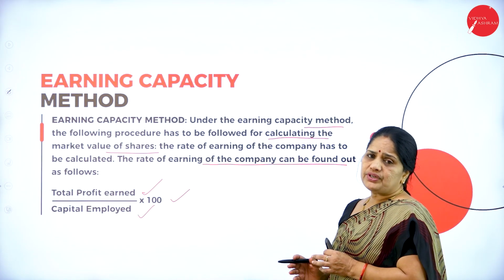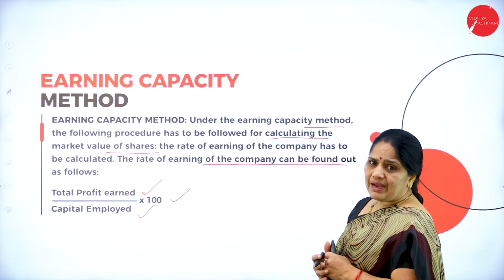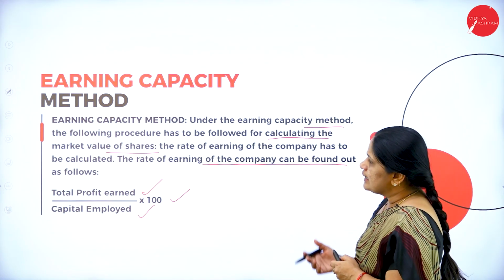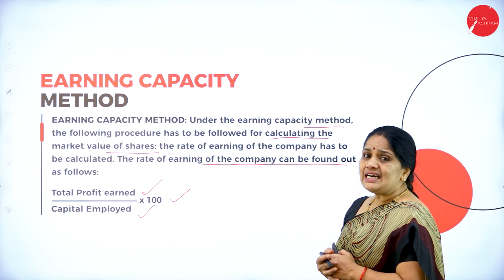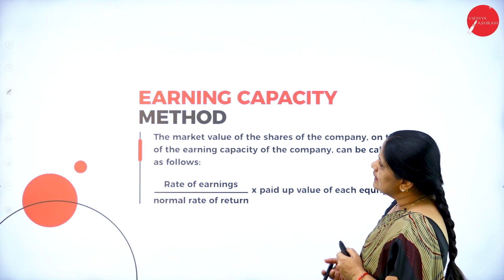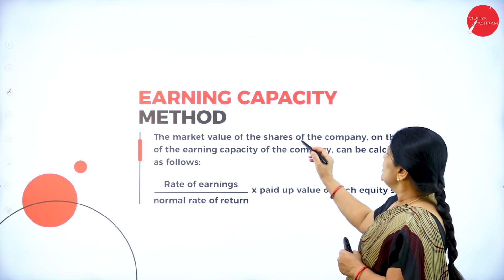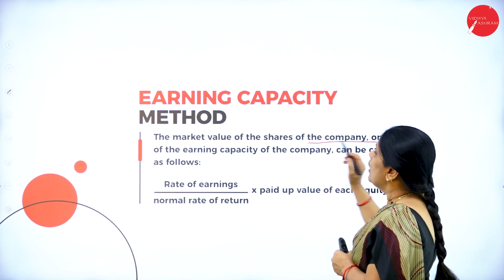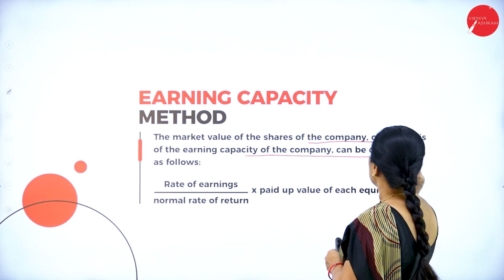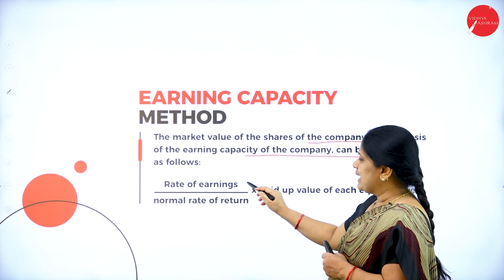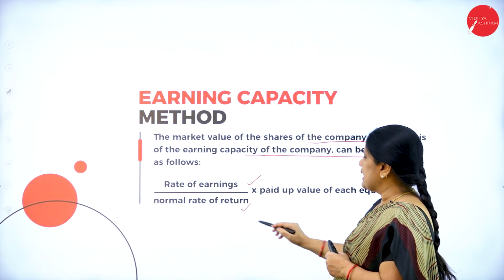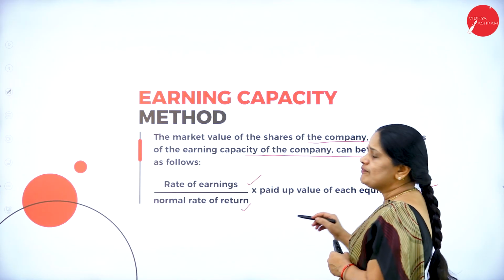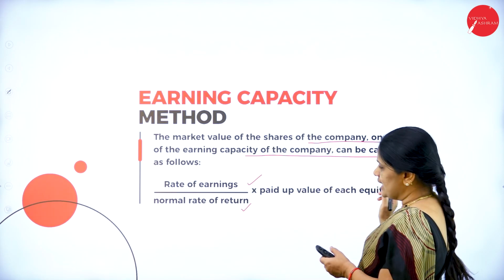So whatever is the profit earned by the company divided by capital employed into 100. So with this we get the earning capacity method. Then the market value of the shares of the company on the basis of the earning capacity of the company can be calculated by rate of earnings by NRR into paid up value of each equity share.